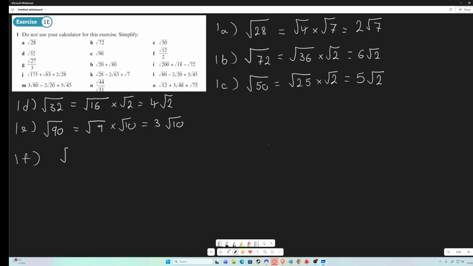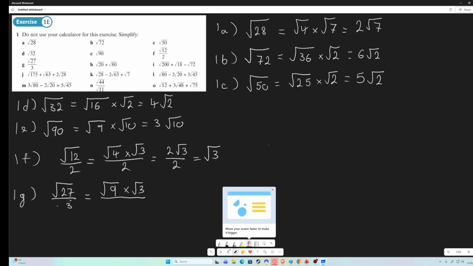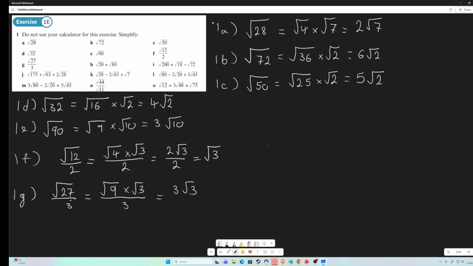1f, we have root 12 divided by 2, so that is root 4 root 3 divided by 2, so that's 2 root 3 divided by 2, which is simply root 3. 1g, we have root 27 divided by root 3, so that is root 9 times root 3 divided by 3, so that's 3 root 3 divided by 3, which is again simply root 3.